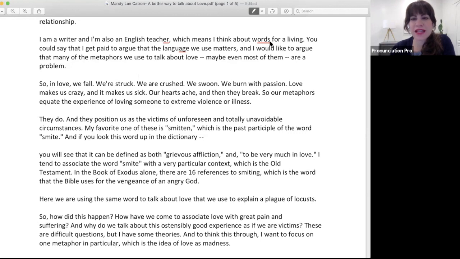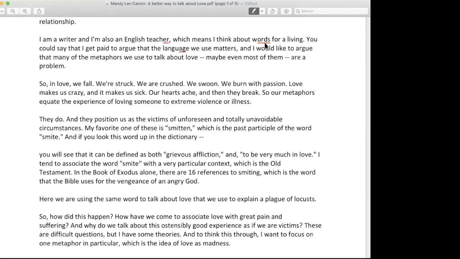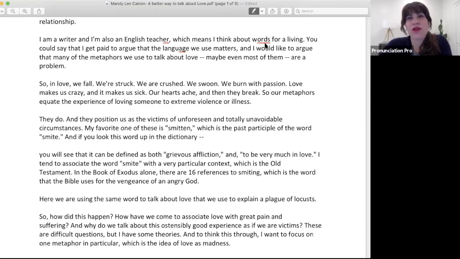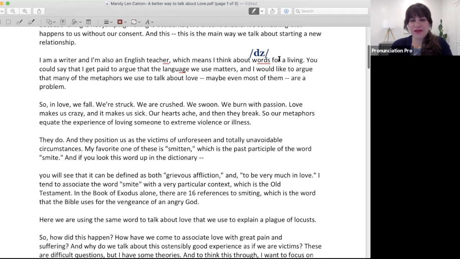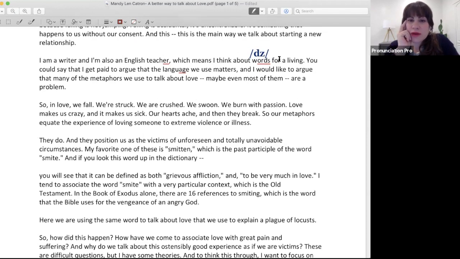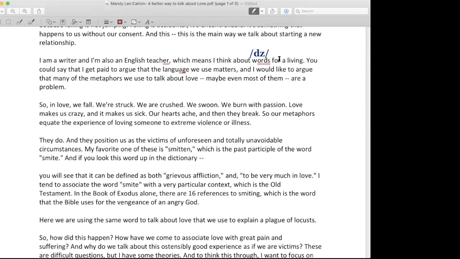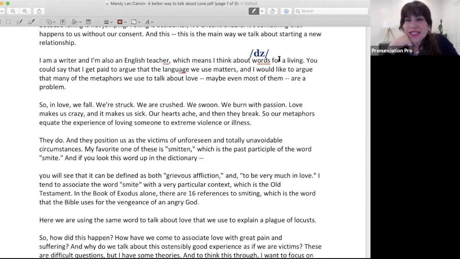Let's get a stronger R in English teacher. English teacher. Good. Words. And let's get that Z. Words. Okay. A little bit more of the voice on the Z. Words. There you go. Do it again. I think about words. Very good, much better. Z, z, z. It's difficult for me. It's so tricky, I know.